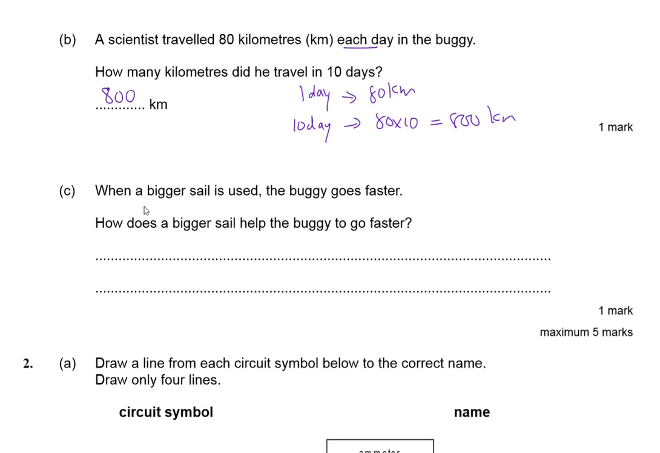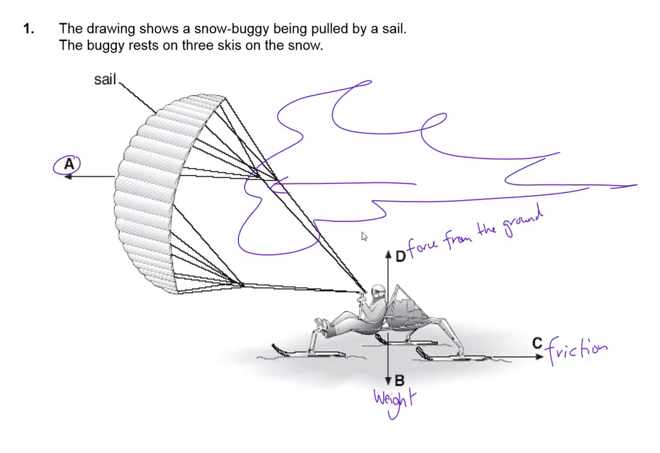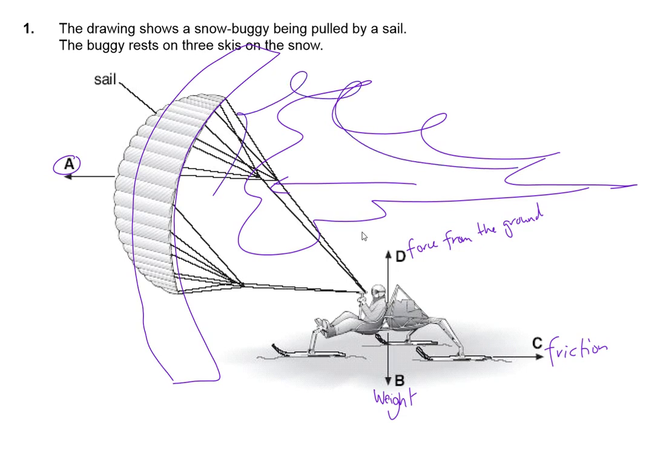Now when a bigger sail is used, the buggy goes faster. How does a bigger sail help it go faster? Now let's have a look. How does it work? The wind is pushing on top of it, so if we increase the surface area, it means what? We're going to have more wind or more air this time, therefore more force.